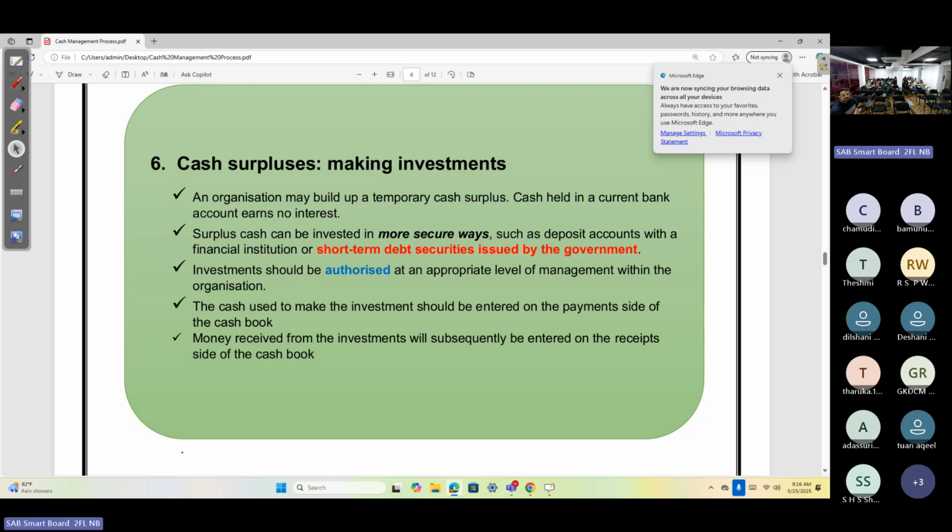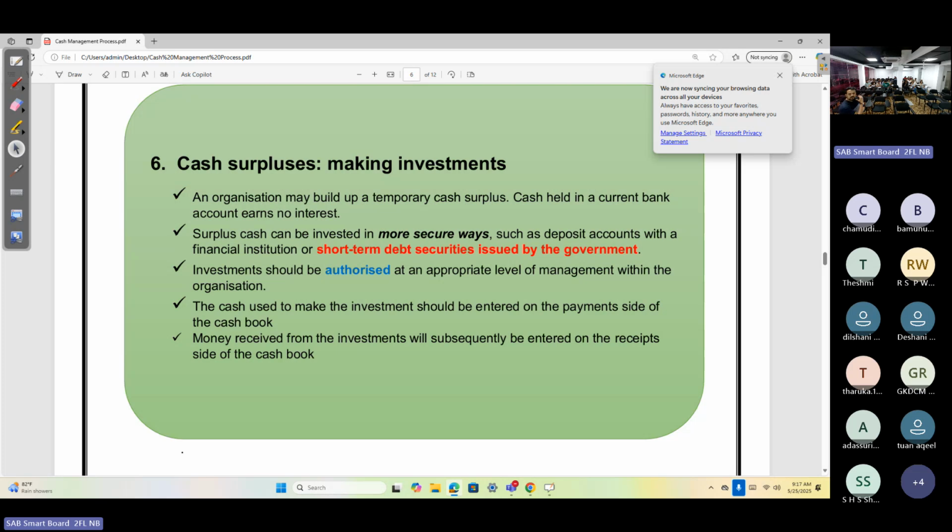Investment should be authorized at the appropriate level of management within the organization. If you want to make the investment, it must be approved by the financial controller or director, some companies the finance director, or some companies the finance controller, based on their hierarchy. It's not a small amount. You are taking your cash from the current account and you are going to invest somewhere else. So you have to get the proper approval before making the investment.